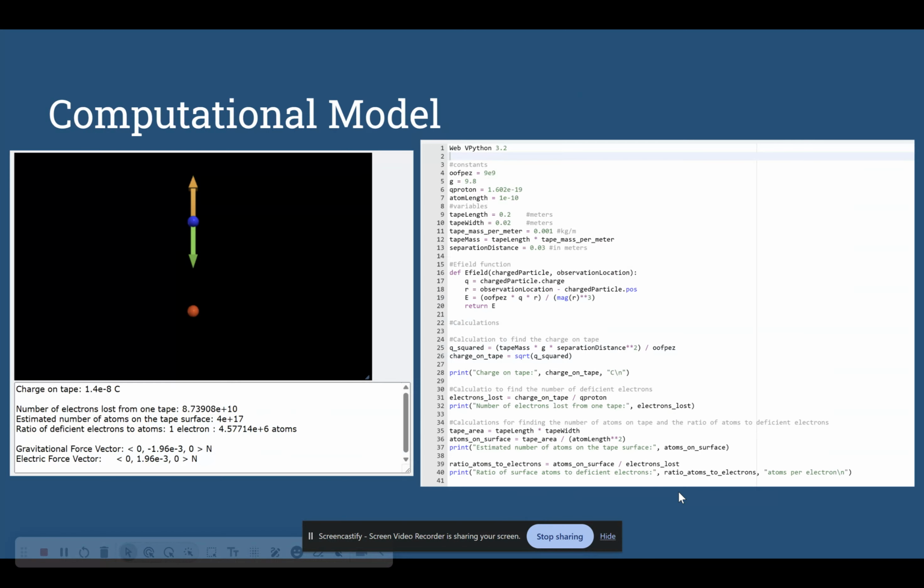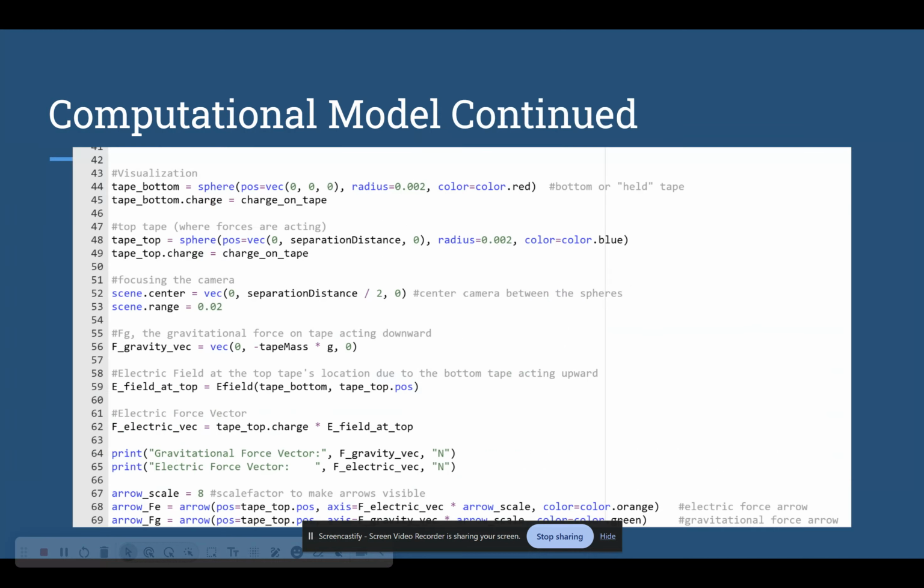So I made a computational model. On the left, you can see the 2 point charges, which are supposed to act as the tape, the blue being the floating tape and the red being the held tape. And we see the electric force pointing upwards, gravitational pointing downwards. On the right, you can see the code written for this function. We have our constants, E field function, and the calculation to find the charge on the tape, as well as the number of electrons, deficient electrons, and ratio of atoms to deficient electrons. And here you can see the setup for the visualization. We have the spheres and the arrows and the vectors.